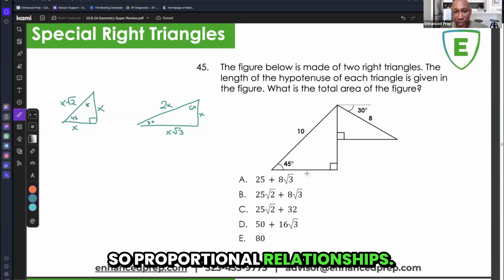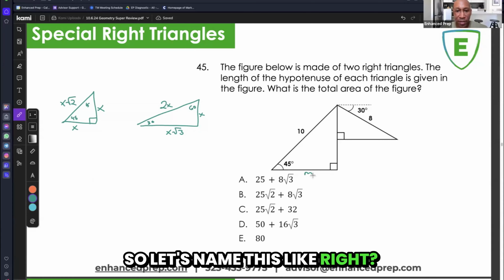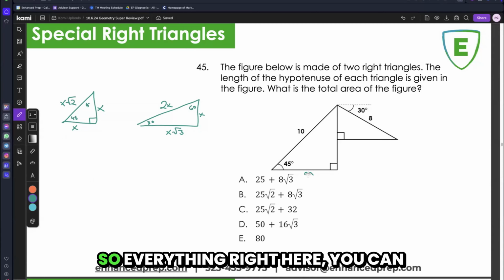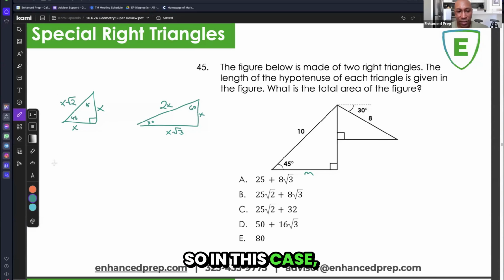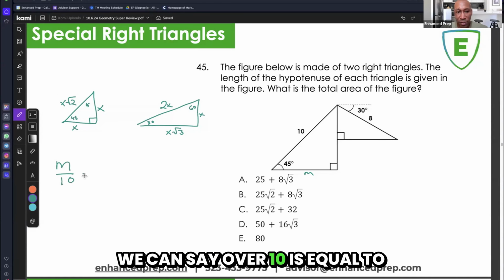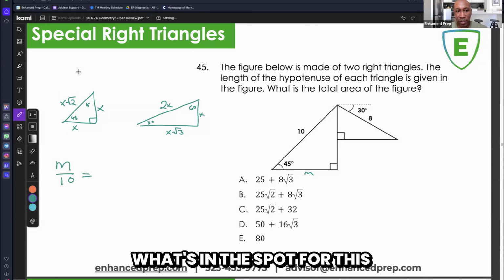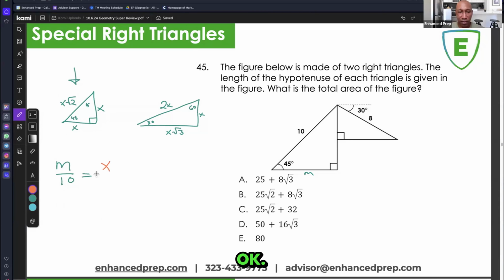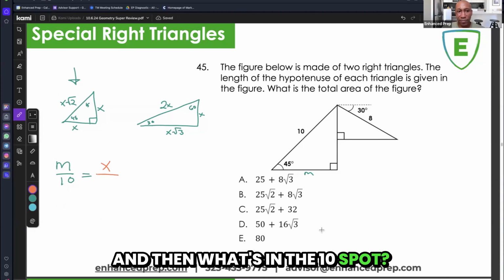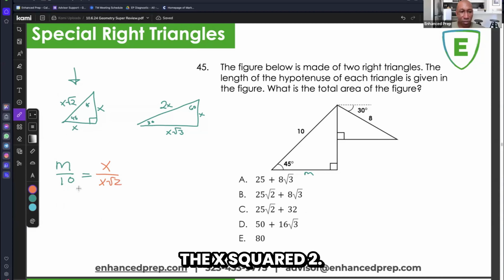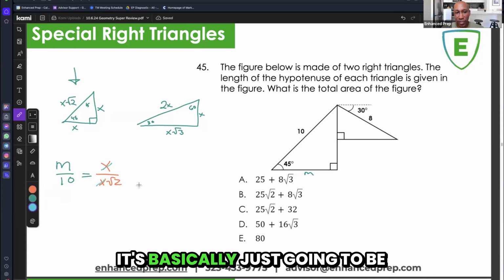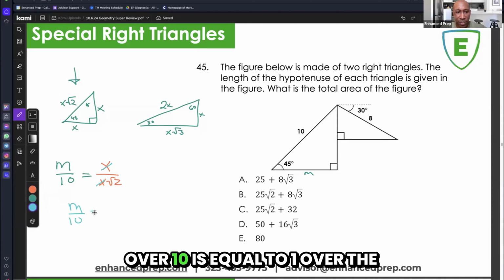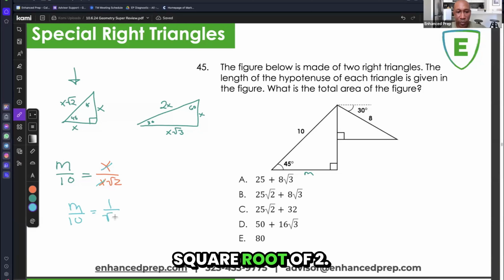So proportional relationship. So let's name this, right? Put those together, so everything right here you can utilize, and then everything right there. So in this case, we can say blank over 10 is equal to what's in the spot for this triangle. X. Okay. And then what's in the 10 spot? The x square root 2. And like I said, we can cancel out these two because we know that those are that. So it's basically just blank over 10 is equal to 1 over the square root of 2.